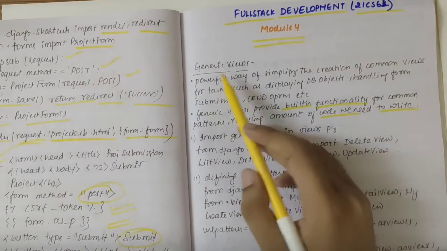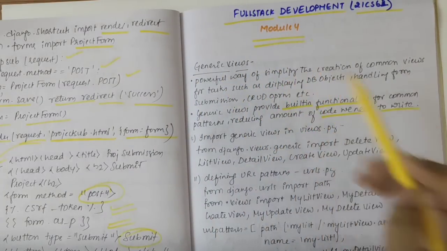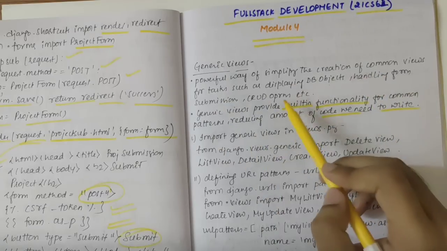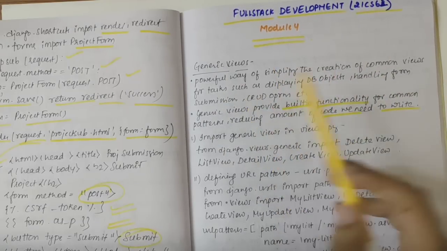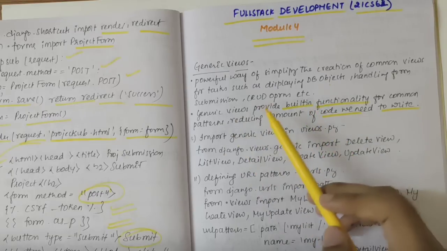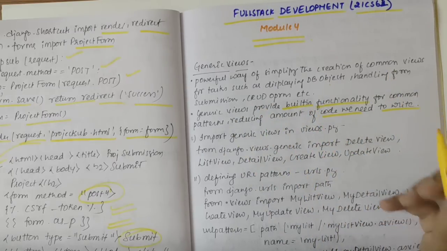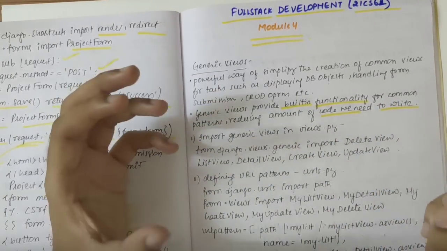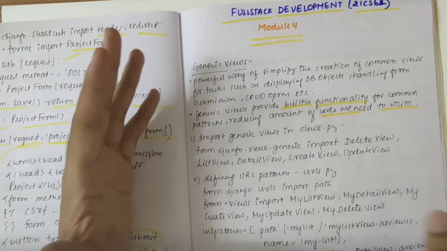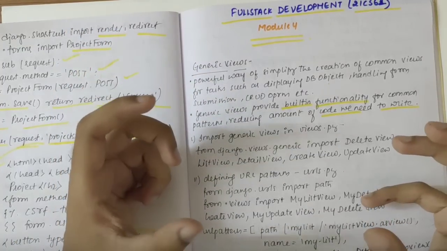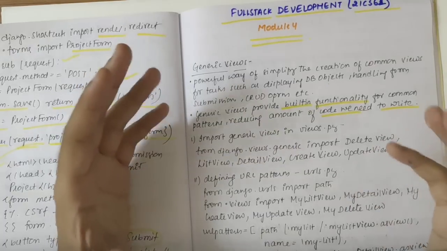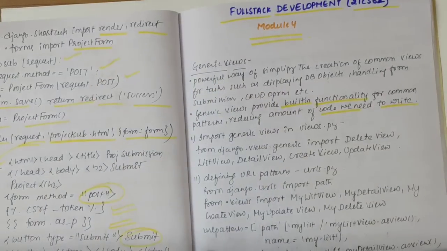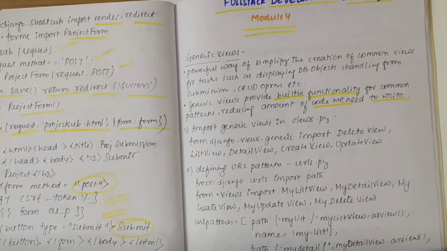Starting from the definition, generic views are a powerful way of simplifying the creation of common views for tasks such as displaying database objects, handling form submissions, CRUD operations, and so on. It provides built-in functionality for common patterns, reducing the amount of code we need to write. So instead of explicitly coding each and every view page, you can make use of generic views, which have built-in functionality for common patterns, be it form submissions and all. They have a standard pattern, right? So you can make use of such generic views and reduce the workload.